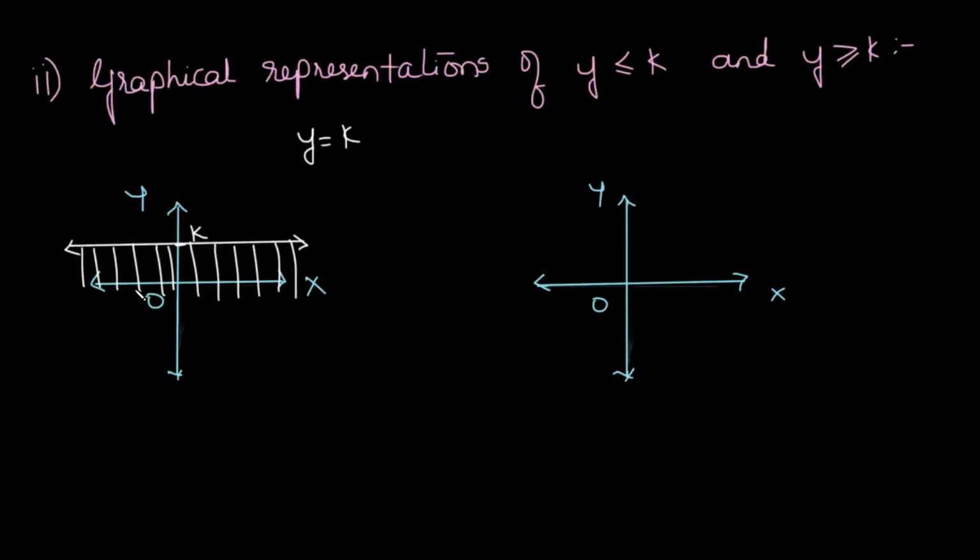It is called the feasible region. Obviously, look at the symbol here. It is y less than or equal to k. Since the less than or equal to symbol is there, the solution also includes the line, all the values of the line y is equal to k.